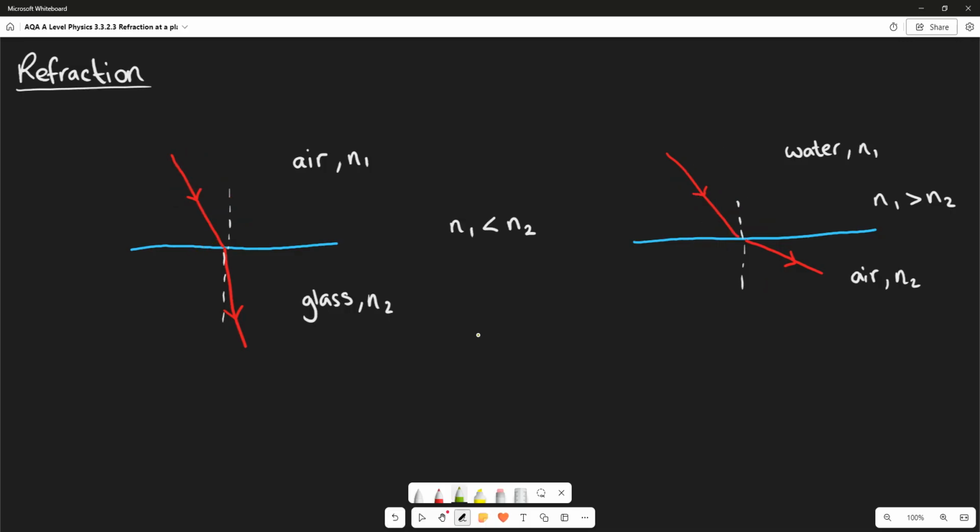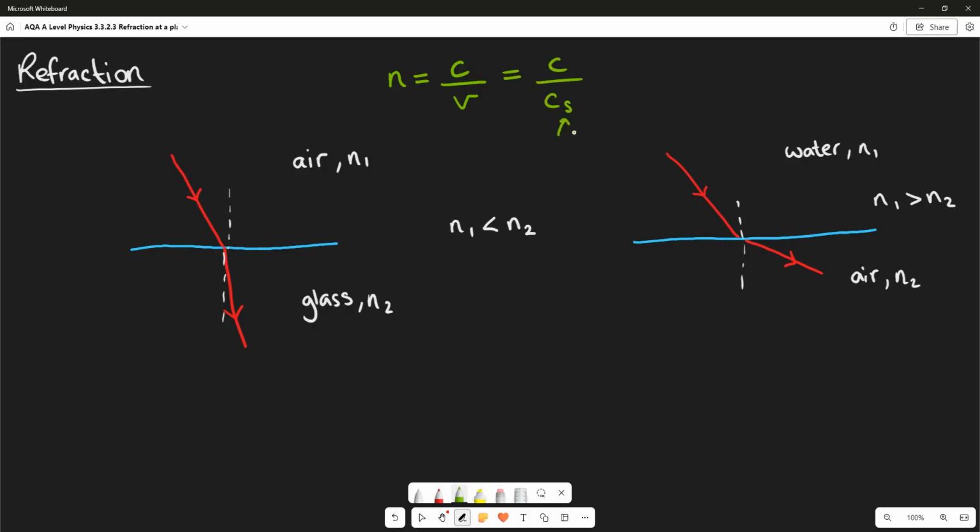It's important that you understand the mathematical relationship between the index of refraction, the speed of the light, and the angles of incidence and refraction. So we'll start off with the index of refraction. To calculate any one of these values, we need to know the speed of light and the velocity of light in that material. In your course, this is written like this.